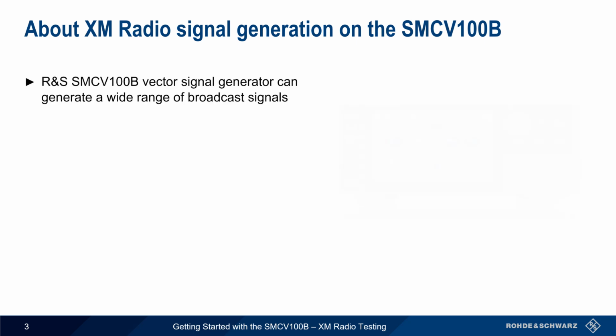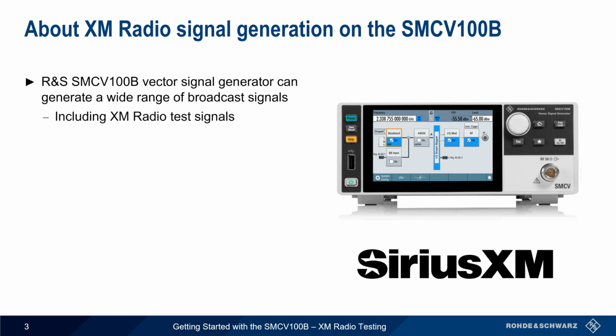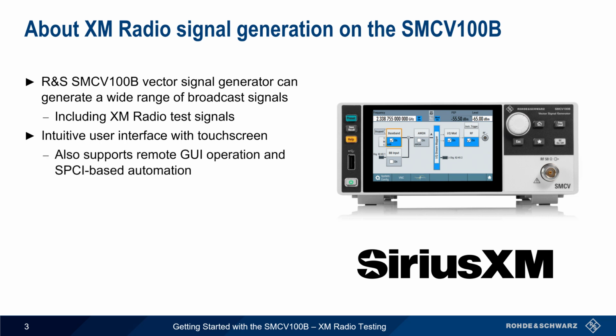The Rohde & Schwarz SMCV100B is a compact vector signal generator that can be used to generate a wide variety of broadcast signals, and this includes XM radio test signals. The SMCV is operated via touchscreen and intuitive graphical user interface, but it can also be remotely controlled over VNC and supports industry-standard SCPI-based test automation.